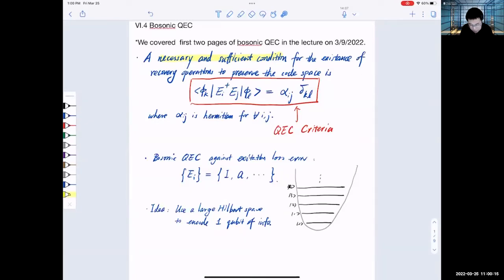There is one thing that may be slightly different between the bosonic system and the qubit system. For a bosonic system, these operators are not Hermitian operators. It is different from Pauli matrices because a and a dagger are different. Second, this operator may not necessarily be unitary, as shown here. That is something one should be careful about when doing computations. But the general principle of the error correction criteria still applies.